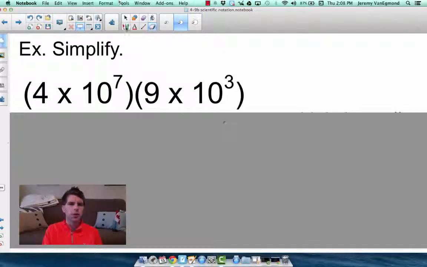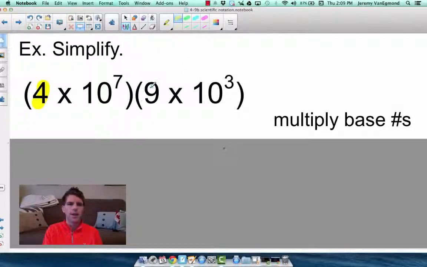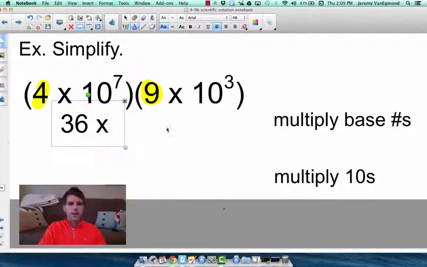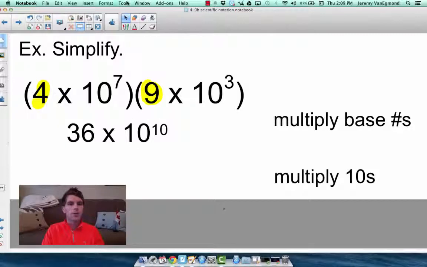First thing you need to do is multiply the base numbers, the original numbers as we've called them here, the 4 and the 9. Okay, we're going to multiply those base values together to get 36. Okay, and then you're going to multiply the tens together. Now this is 10 to the 7th power times 10 to the 3rd power, and so when you multiply powers together that have the same base, like 10 in this case, you keep the base of 10 and you add those exponents. So we're going to get 10 to the 10th power, okay? And again, that came from multiplying this guy times this guy. That gave us that part of our answer, okay?